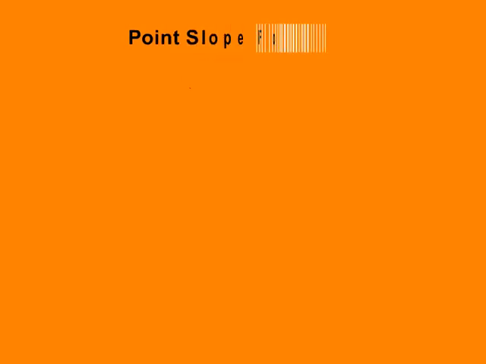Slope using the point slope formula: y equals mx plus b. If you can get an equation in this form, y equals mx plus b, you can then use m as the slope. A horizontal line has a slope of 0. A line sloping down, left to right, has a negative slope.